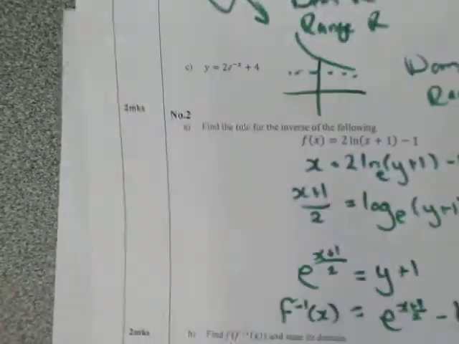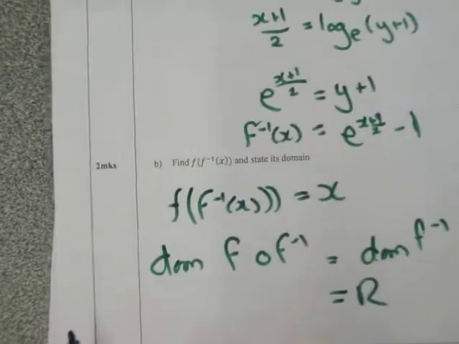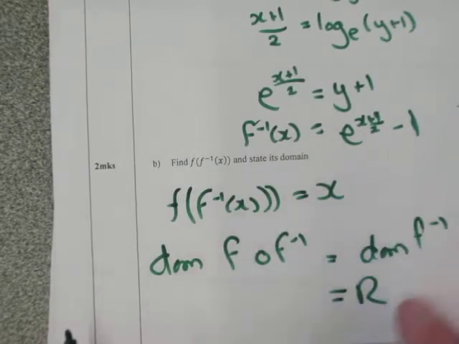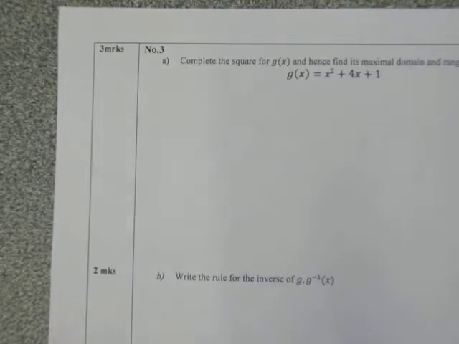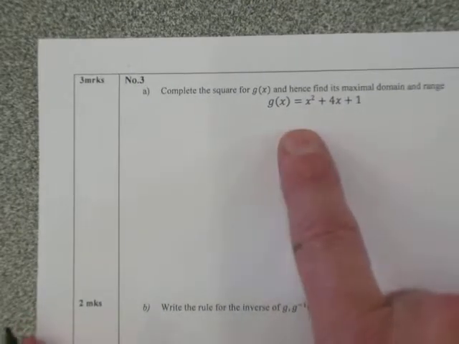So sorry for 2 marks for that. All you needed to do was actually come up with, it's pretty obvious, you just need to come up with x, but also R for the domain. Okay, 1 mark each. Okay, next question. Complete the square.